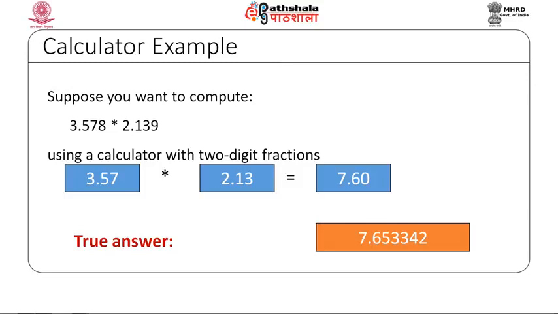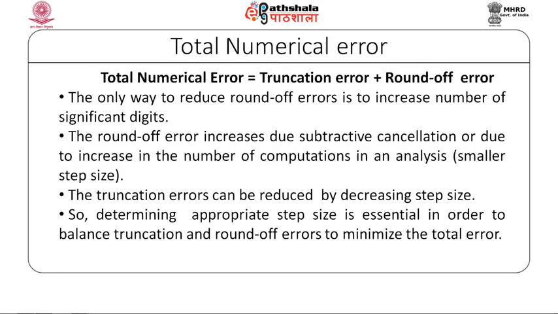This is an example: if you are having only 2 fraction digits, 3.57 times 2.13, retaining only 2 digits you will get the answer 7.6 due to rounding error, whereas the actual value is 7.653342. So, the total numerical error in the problem is truncation error plus round off error. To reduce the round off error, do fewer steps, or increase the number of significant digits. That is, instead of single precision use double precision, instead of 32 bit use 64 bit numbers, and be careful with subtraction, that is cancellation.